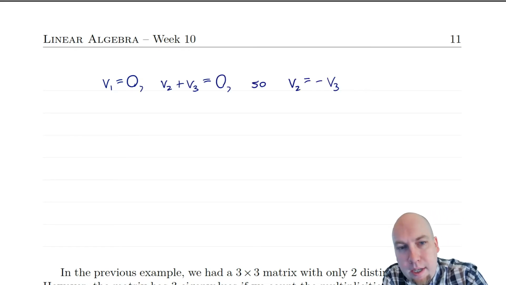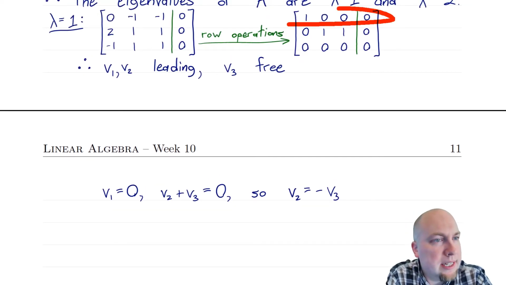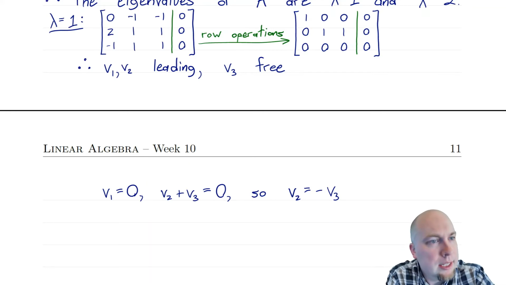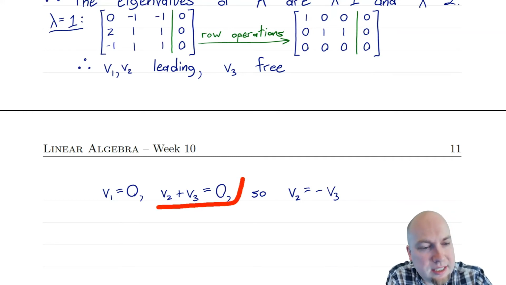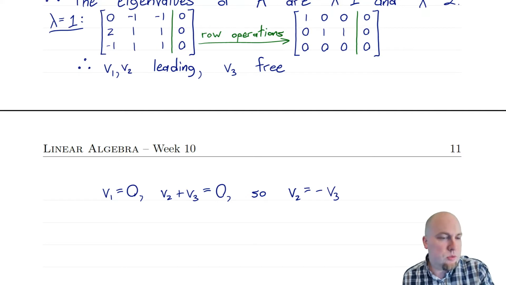So I'm going to scroll back up here just a little bit. If we look at this first row, remember that's an equation, and what this tells us is 1 times v1 plus 0v2 plus 0v3 equals 0. So that's v1 equals 0. The second equation tells us 0v1 plus v2 plus v3 equals 0. For any equation involving a free variable, just rearrange it so that the leading variable is in terms of the free variables. So rearrange this equation to get v2 equals minus v3.